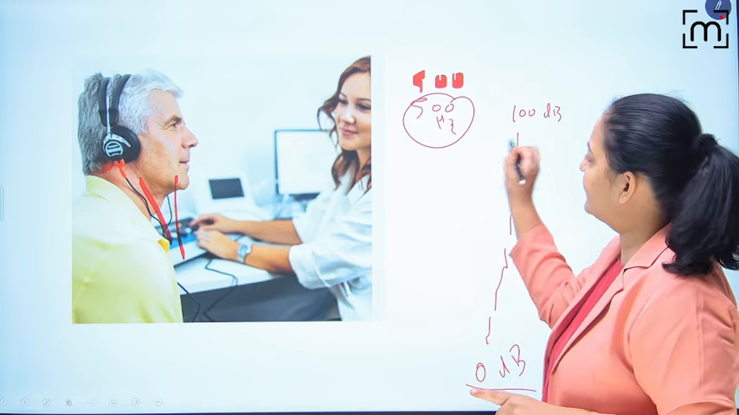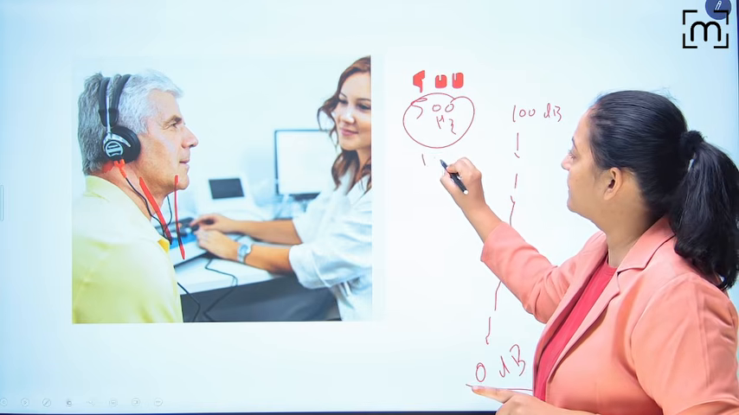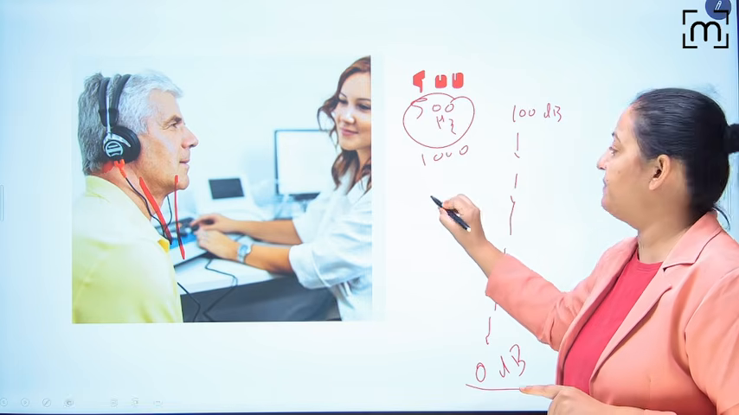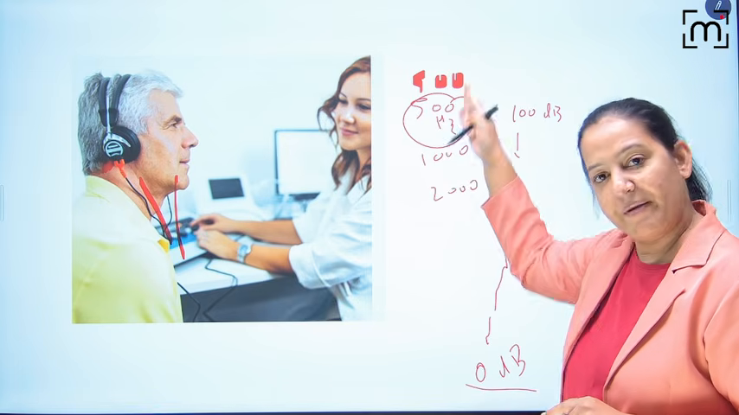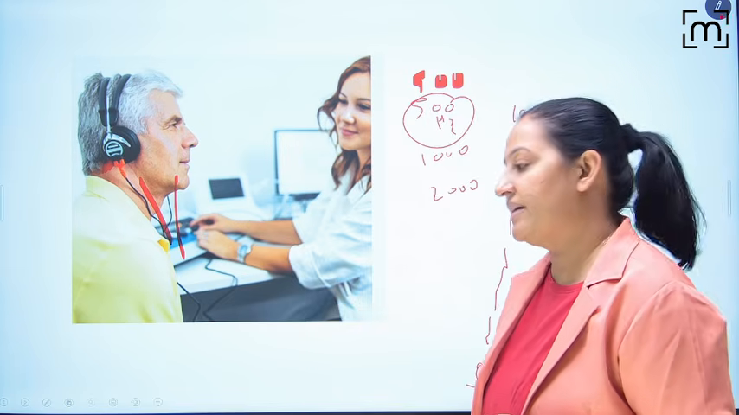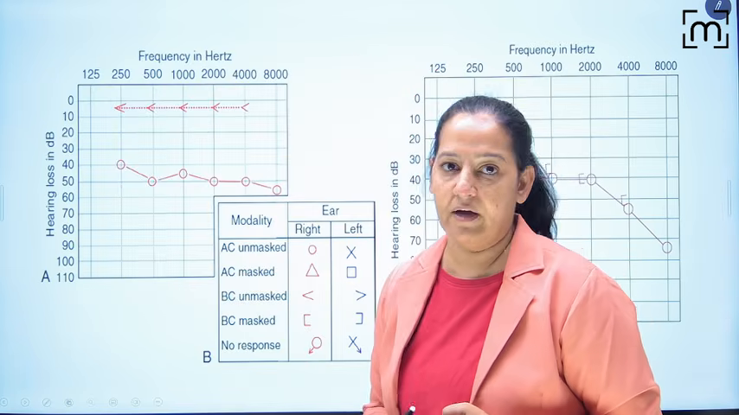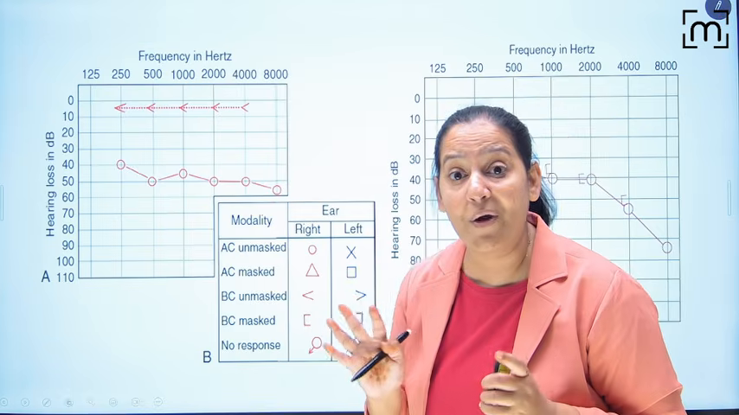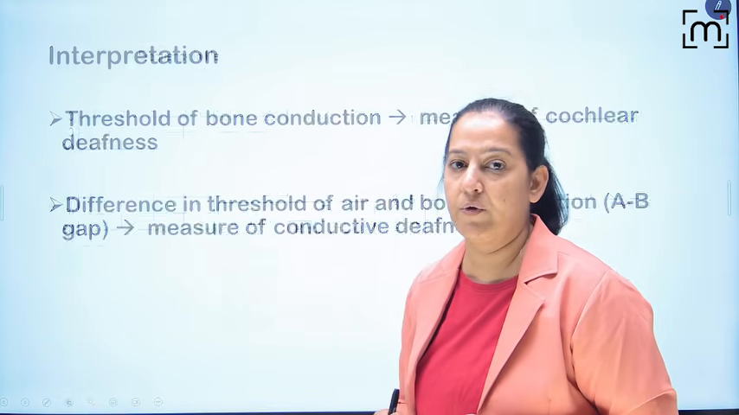Then I will repeat the same test with 1000 hertz, and with 2000 hertz, or a mixture of frequencies, we will repeat the test. The same we will do in the opposite ear. We will test AC, we will test BC, and we will make a graph. These graphs are known as audiograms.